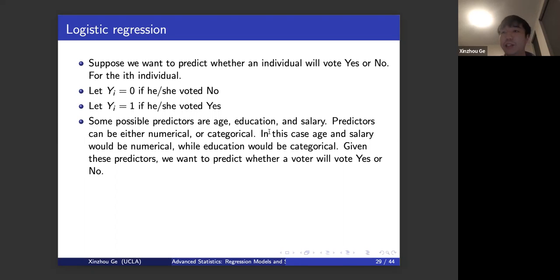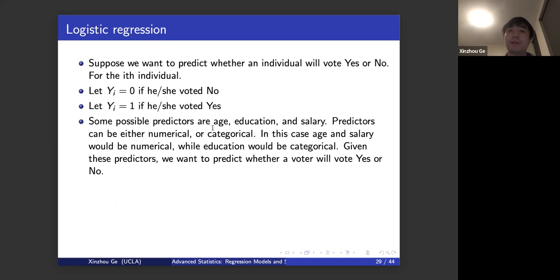In our previous linear regression models, the response values can take a range from small numbers to large numbers. For example, if we look at the suggested retail price, the price has a very large range. However, in this case, the response can only take two values, either 0 or 1. So it means that if we want to make this prediction, our previous model cannot be used.